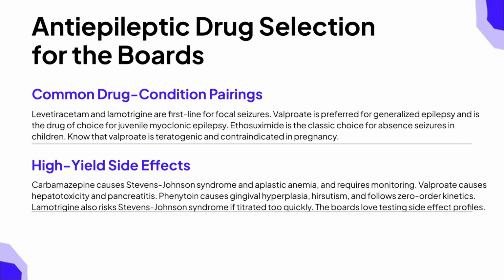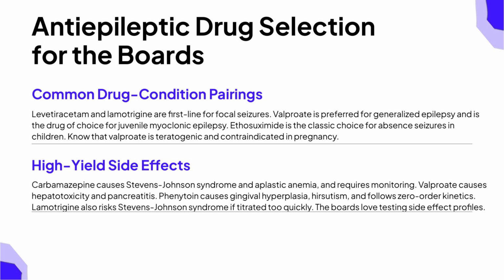Antiepileptic drug selection is a heavily tested area, so let us break down the key pairings you need to know. Levetiracetam and lamotrigine are first line for focal seizures. Valproate is the drug of choice for generalized epilepsy, especially juvenile myoclonic epilepsy. Ethosuximide is the classic first-line drug for childhood absent seizures. Now here is a critical point. Valproate is teratogenic and is contraindicated in women of childbearing age who may become pregnant, so lamotrigine or levetiracetam would be preferred in that population.